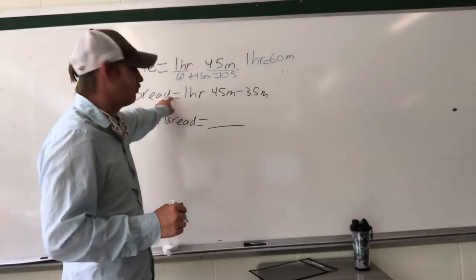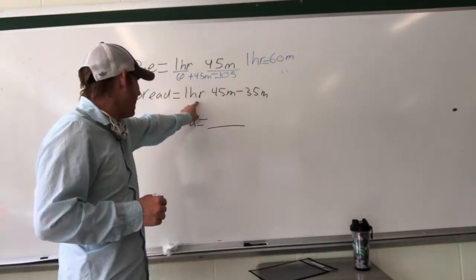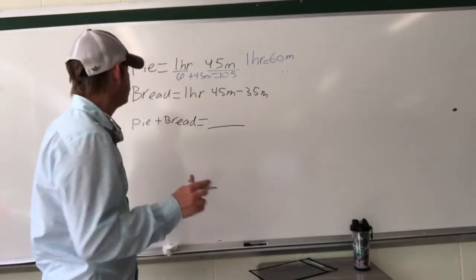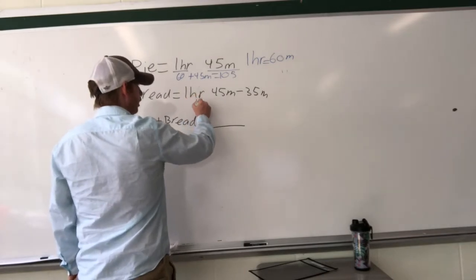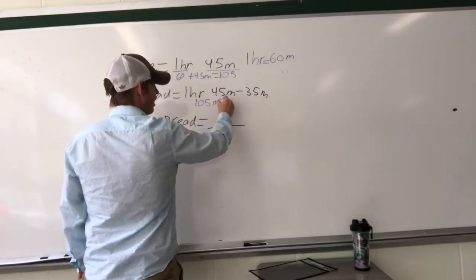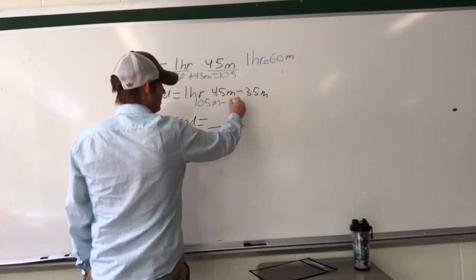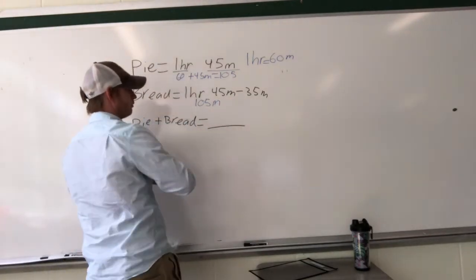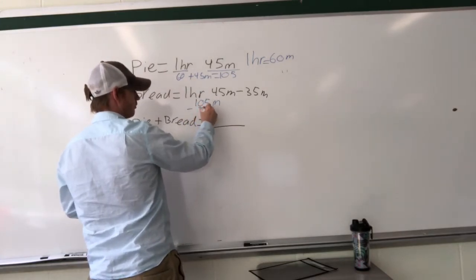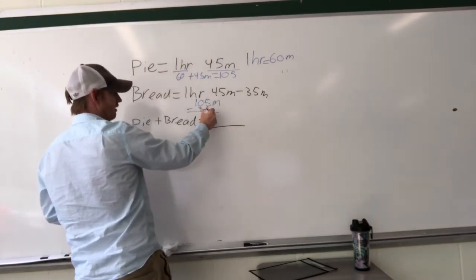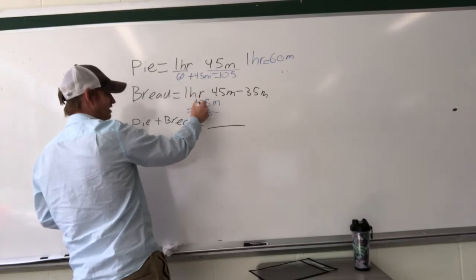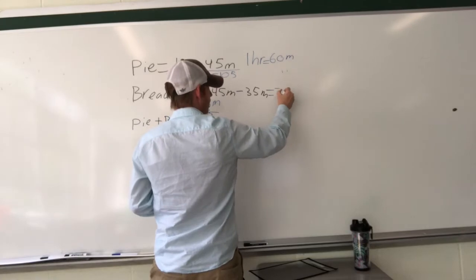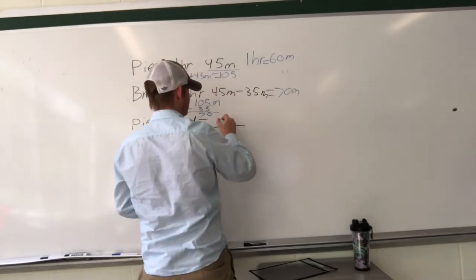So now I know exactly how many minutes it took to bake the pie. Now I can change my formula down here from 1 hour and 45 minutes minus 35 minutes to 105 minutes minus 35 minutes. If we line that up, we can see 5 minus 5 is 0. 10 minus 3 is 7. So our answer is 70 minutes.